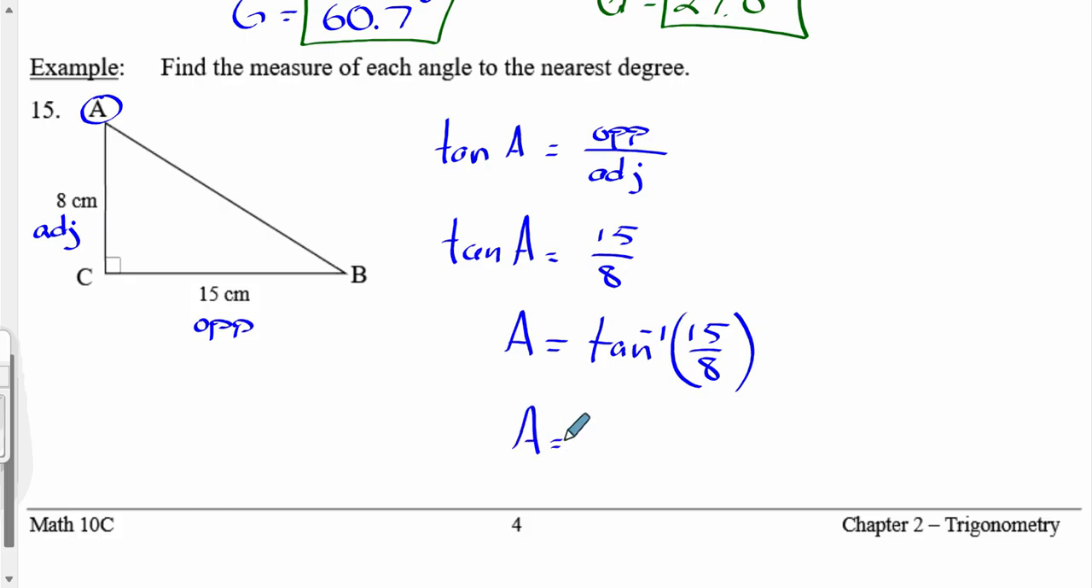And then I'll just plug it in my calculator. If you have the decimal already, that's great. If you don't, you can type it in as a fraction. So I'm going to do inverse tangent 15 divided by 8, close the bracket, 61.9, which will be 62 degrees. Good.